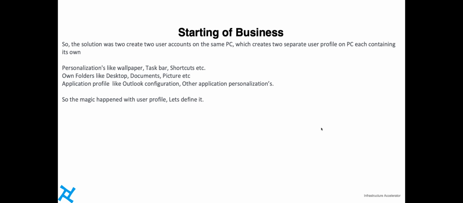So the solution was to create the two user accounts on the same PC, which creates two separate user profiles on each PC containing its own personalizations like wallpaper, taskbar, shortcuts, etc., own folders like desktop, documents, pictures, etc., an application profile like Outlook configuration and other application personalization configuration. So the magic happened with user profile. So we need to understand what is a user and a user profile.